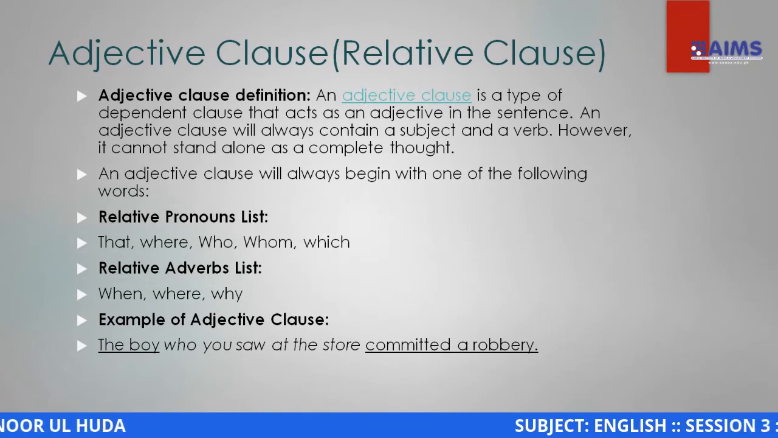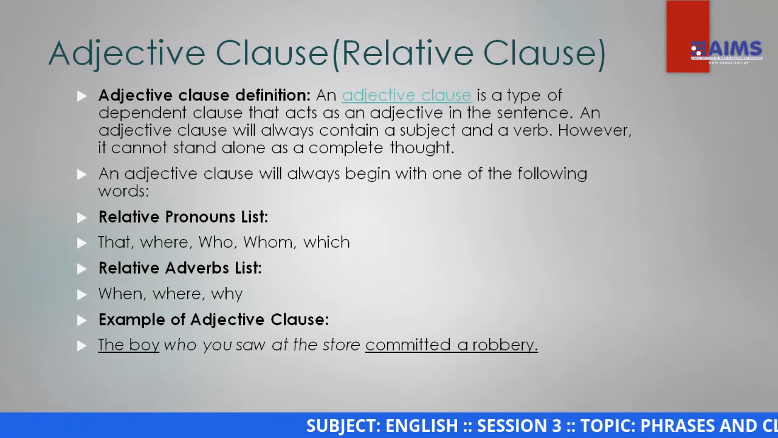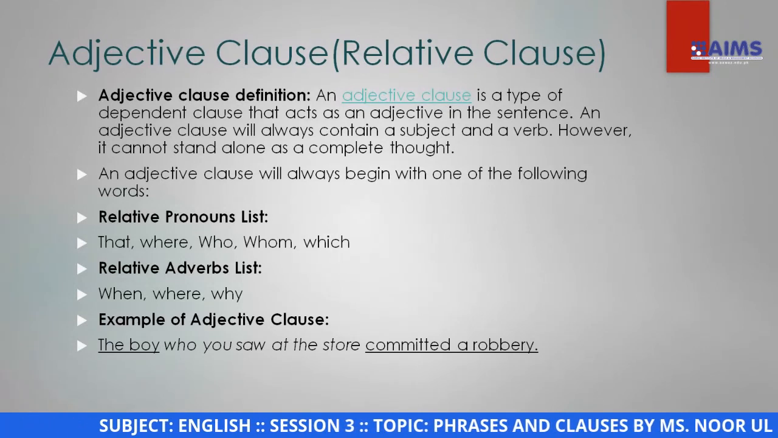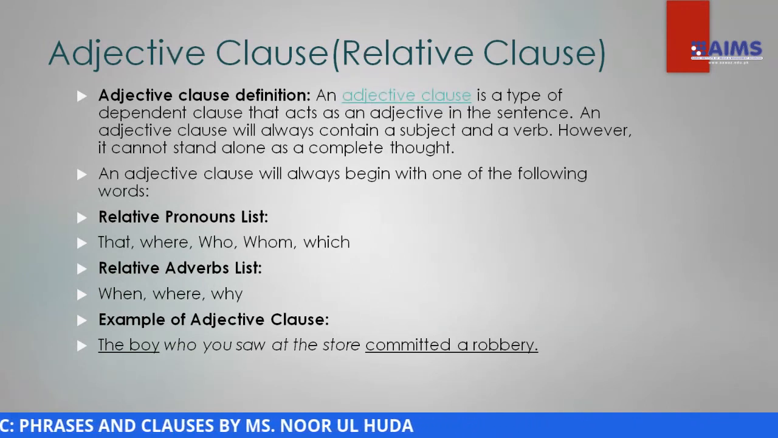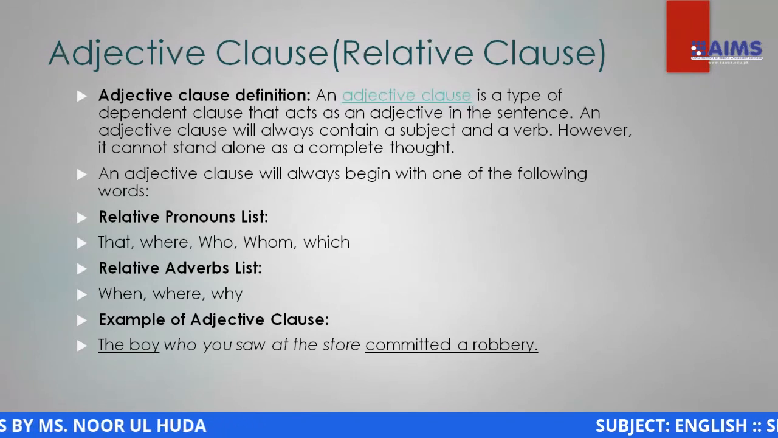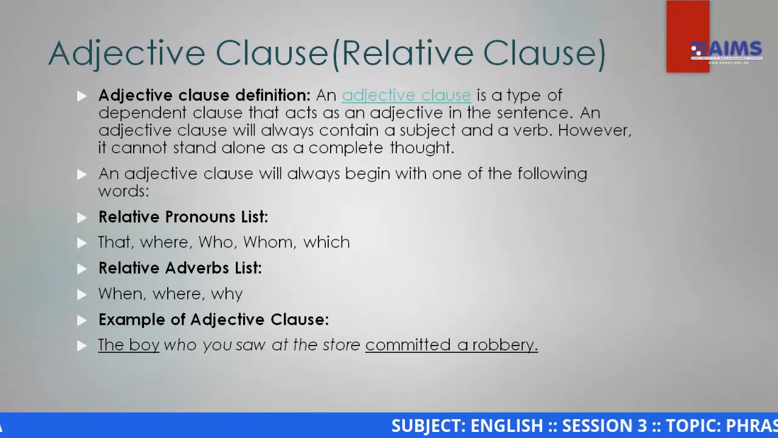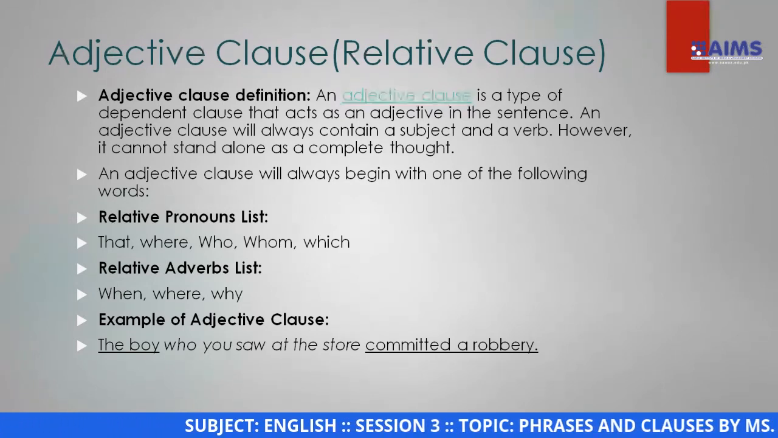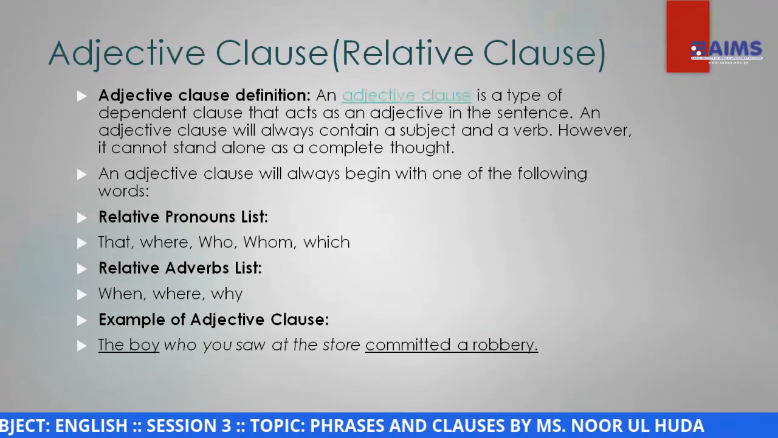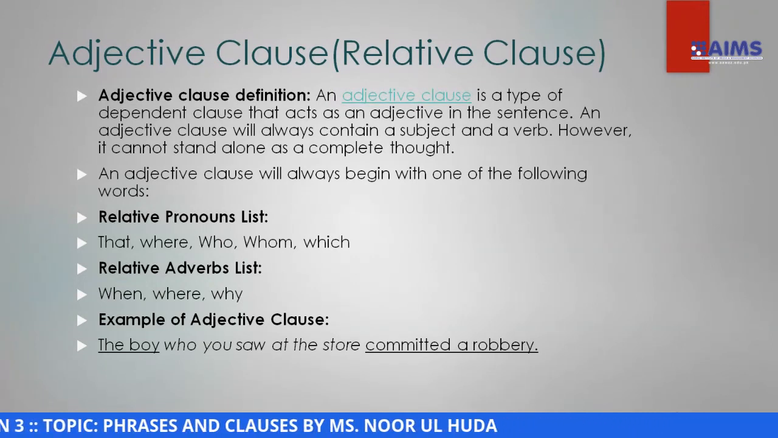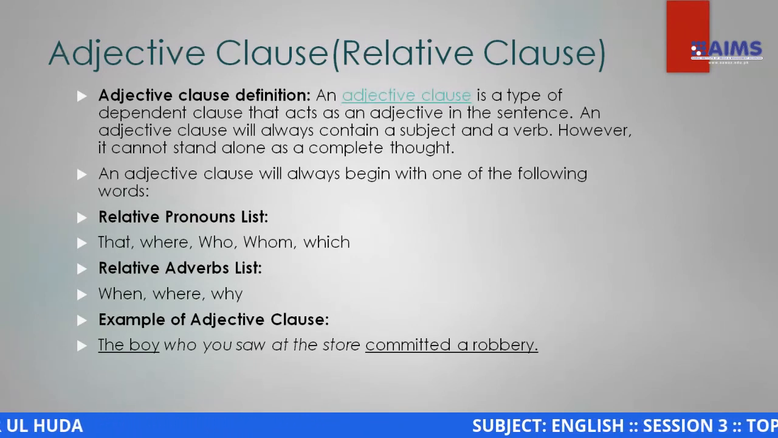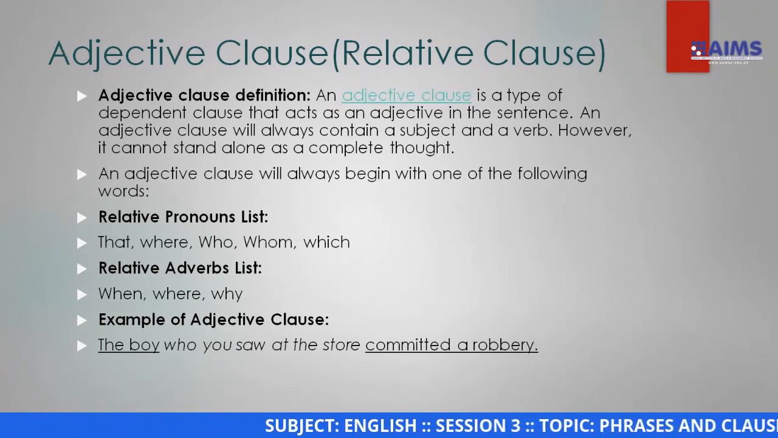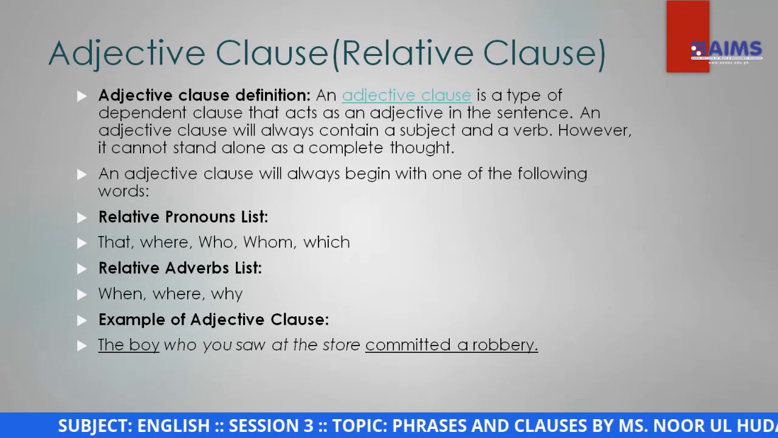Now an example of an adjective clause: "The boy who you saw at the store committed a robbery." Actually, the sentence is "The boy committed a robbery." This is the whole sentence, but I am modifying the boy by giving the information "who you saw at the store." Similarly, "I want to return that book which I asked you yesterday." "Which I asked you yesterday" is qualifying the book.